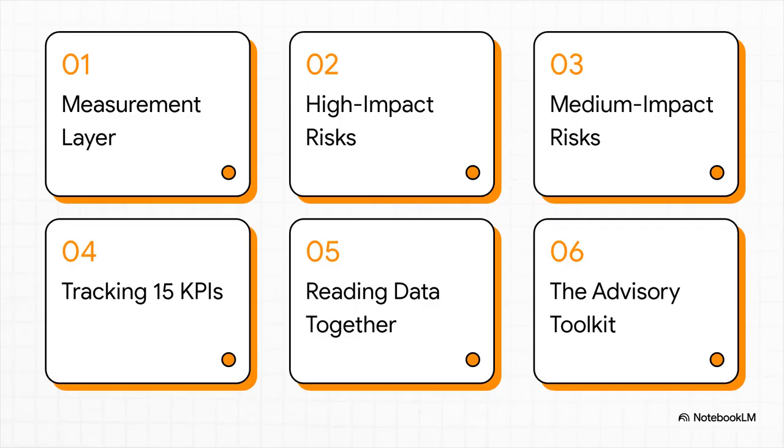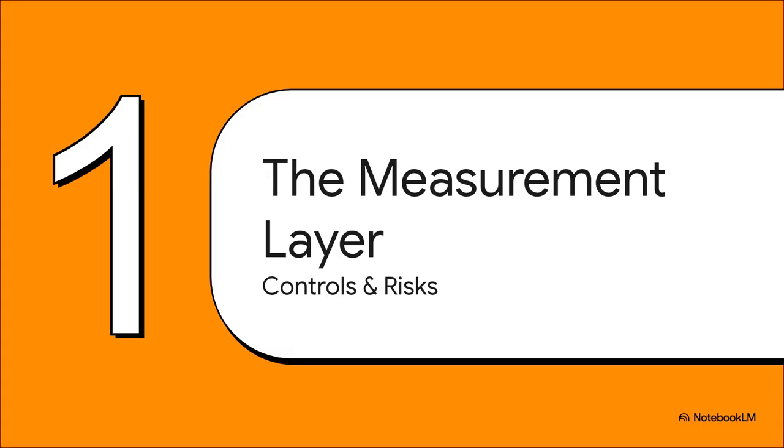To pull this off, we've got a pretty straightforward roadmap. We're going to cover the measurement layer, diagnose those high and medium impact risk exposures, track our 15 key performance indicators, learn how to read all that data together, and then set the stage for the advisory toolkit. Let's get to it. Section 1, the measurement layer.